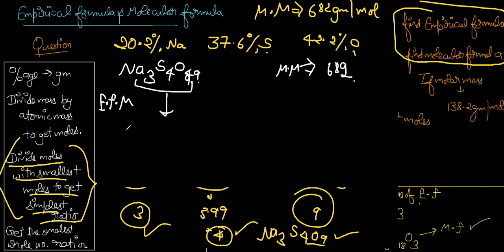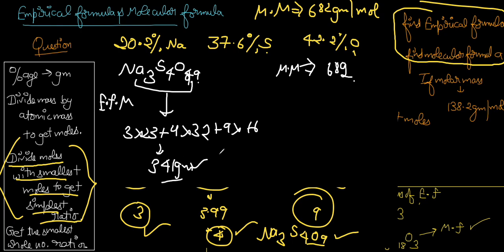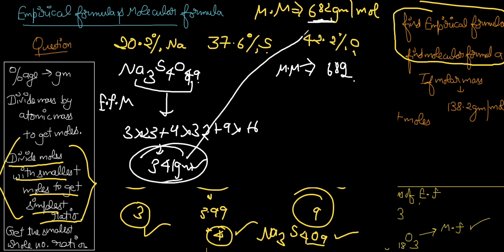So let's calculate the empirical formula mass, the mass of this compound. This was Na3S4O9. So 3 into 23 plus 4 into 32 plus 9 into 16. It is coming out to be around 341. You guys can check in your calculator as well. So it will come out to be 341 grams. Now check. Empirical formula has a mass of this much. Molecular formula has a mass of this much. There is a direct relation between both of them. Direct ratio of 2. It is a ratio of 1 is to 2.